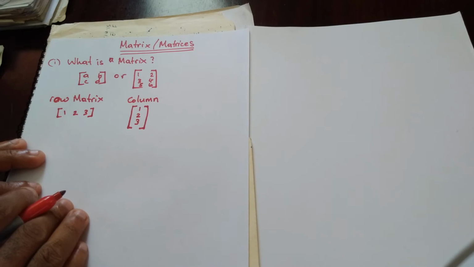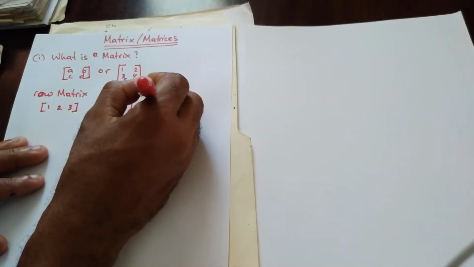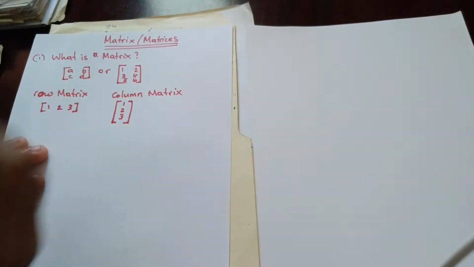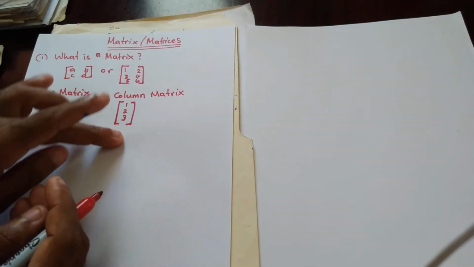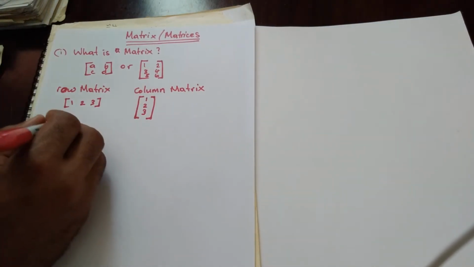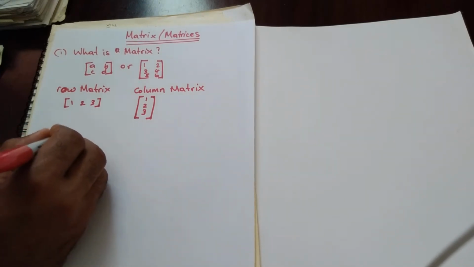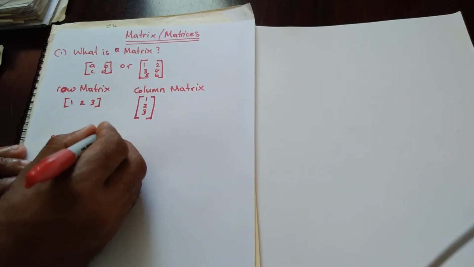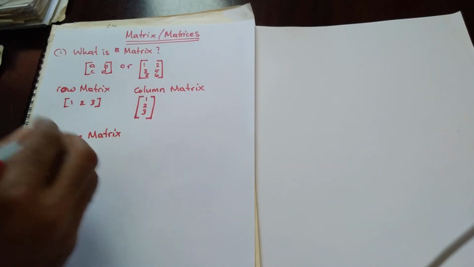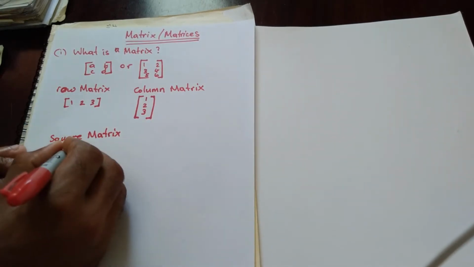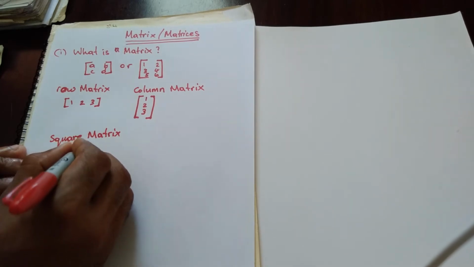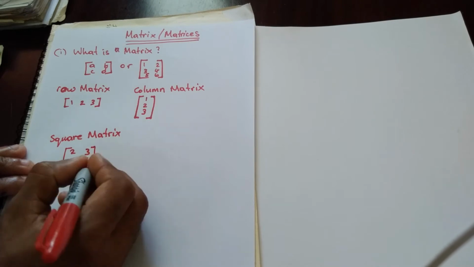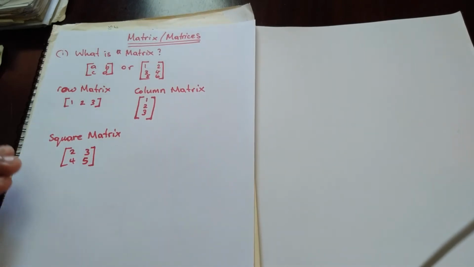The next one in the syllabus is a square matrix. I'm just adding matrix to this. So we have a row matrix, we have a column matrix. Next thing is a square matrix. And the square matrix is, let's say this is an example, 2, 3, 4, 5. So that's a square matrix.